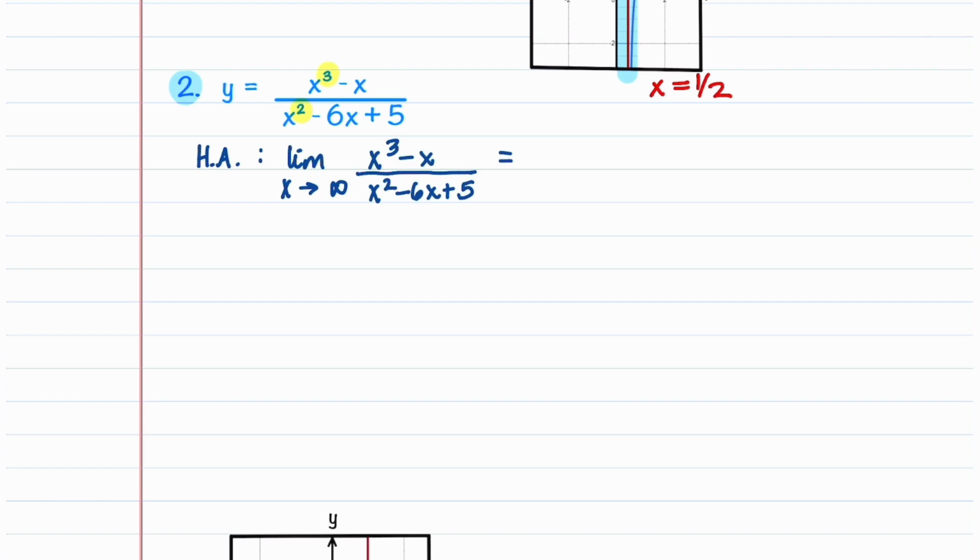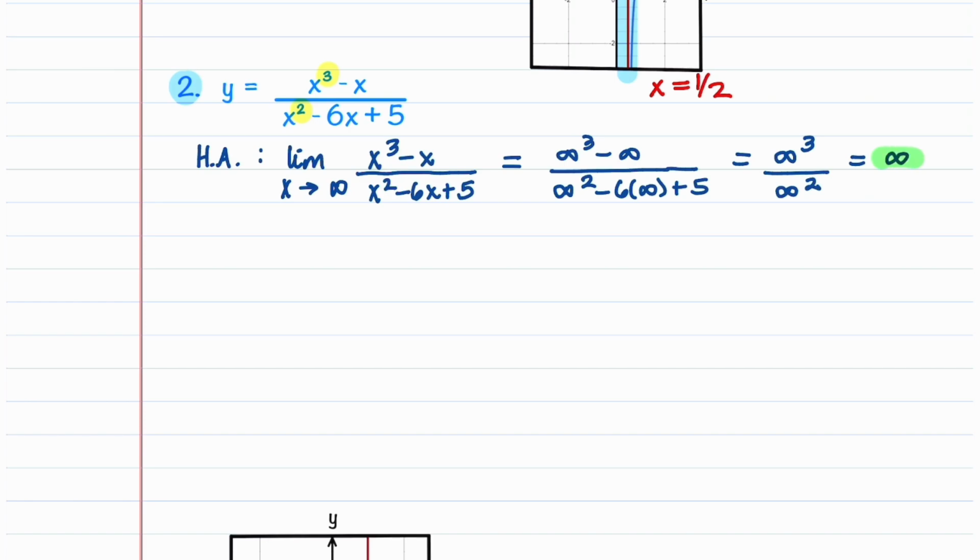We're going to divide both the numerator and the denominator by the highest power of x in the denominator, and that's going to be x squared. Let's plug in infinity to see what we get. On the top, we have infinity cubed minus infinity, and then on the bottom, we have infinity squared minus 6 times infinity plus 5. So what we have on the top is infinity cubed because that's much bigger than infinity. And then on the bottom, we can write this as infinity squared. That's the highest power. So this is going to equal infinity.